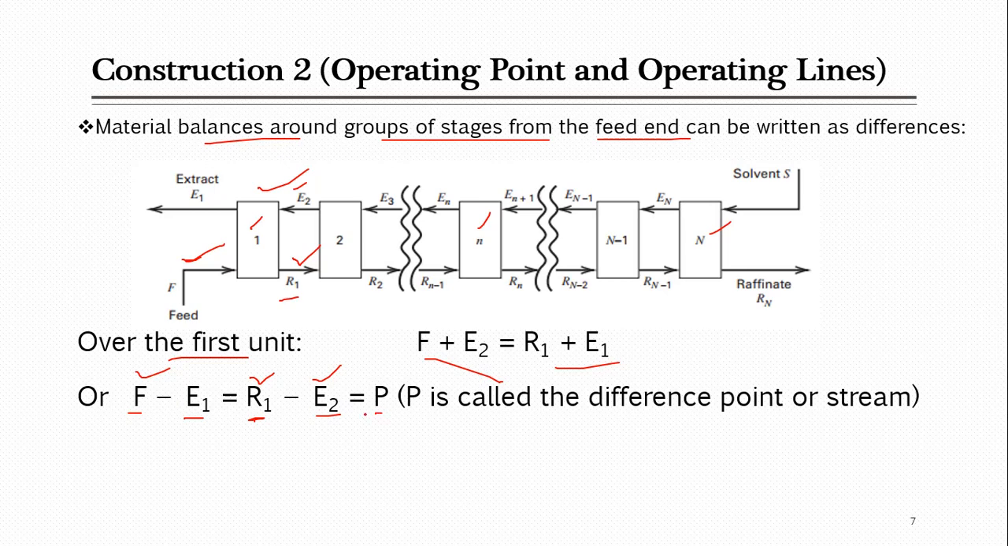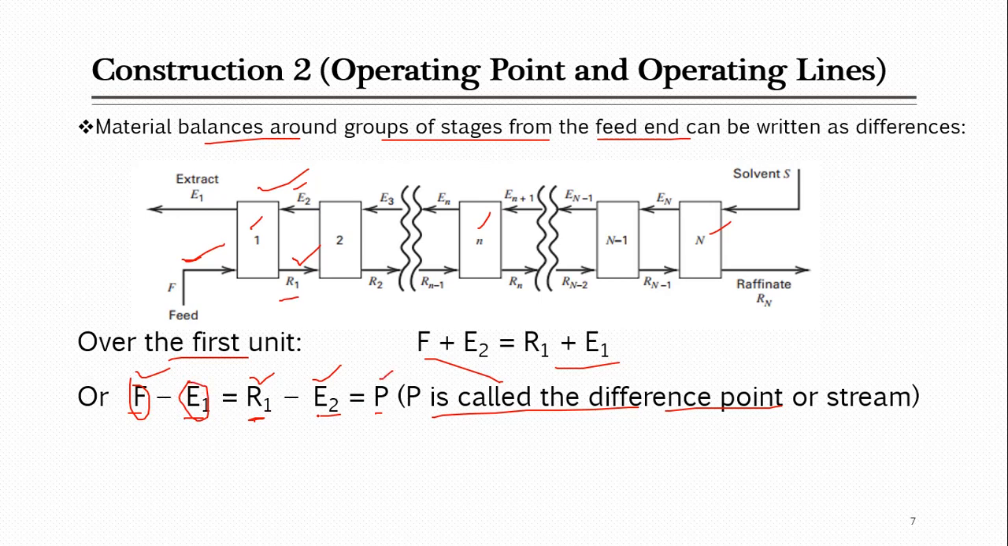We are giving a name of P, and P is called a difference point or a difference stream. So for any stream where you apply the balance, finally rewrite the equation in the form such that you write the terminology like flow of something which is rich in the carrier, like feed, minus flow of something which is rich in solvent, that will be equal to P.